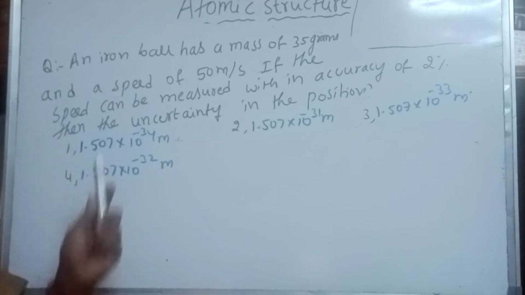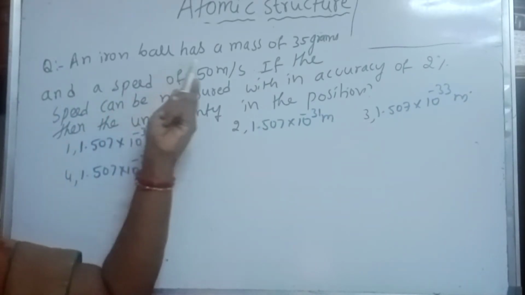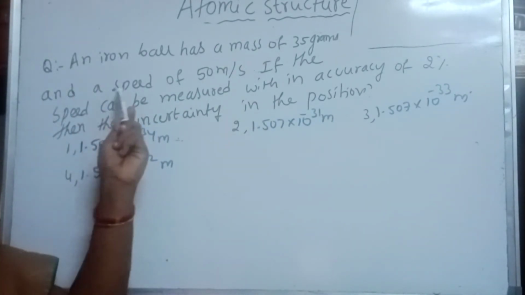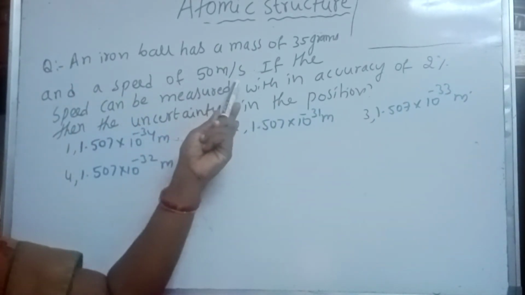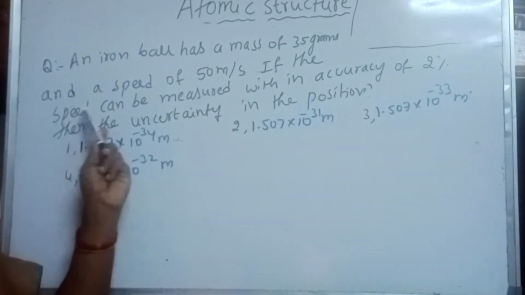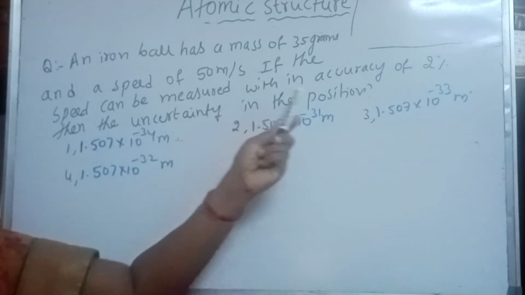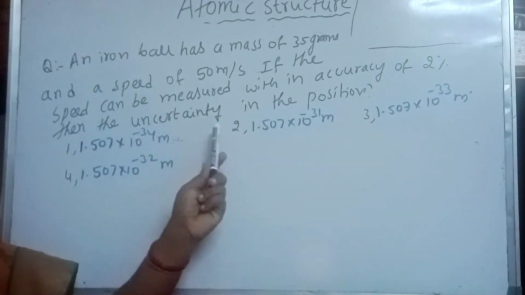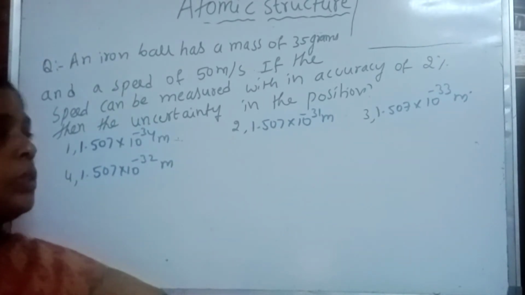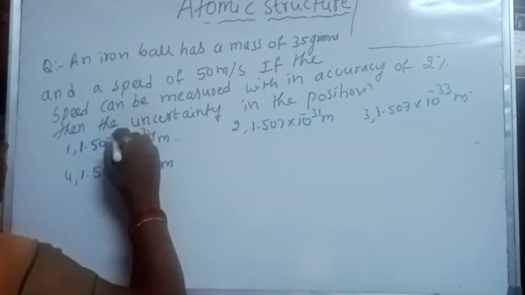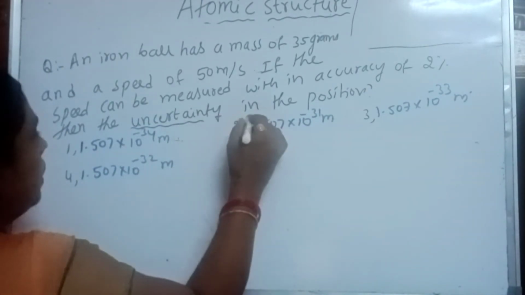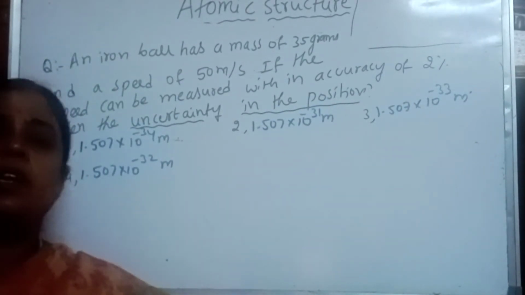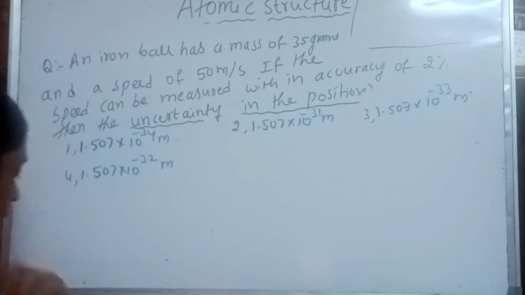So this is about some more questions. Next question, see here. An iron ball has a mass of 35 grams and a speed of 50 meters per second. If the speed can be measured with an accuracy of 2%, then what is the uncertainty in the position? So we have to calculate the uncertainty in the position.